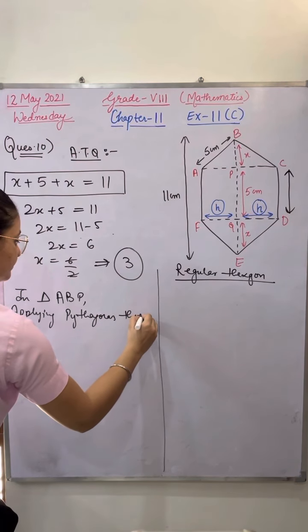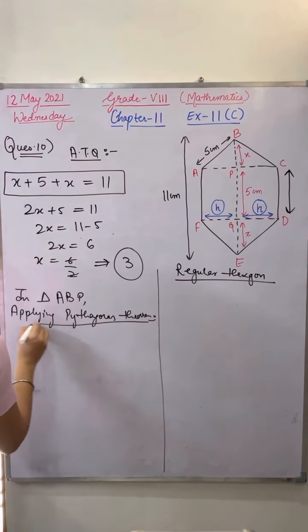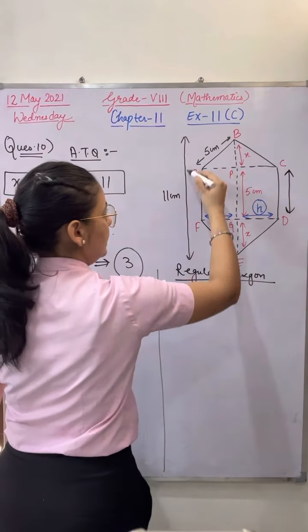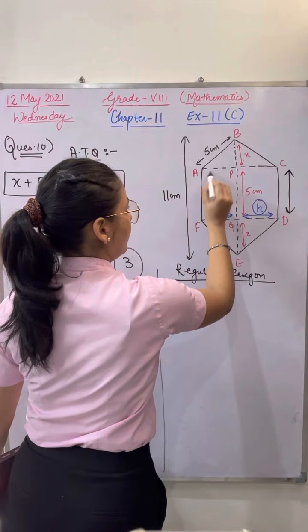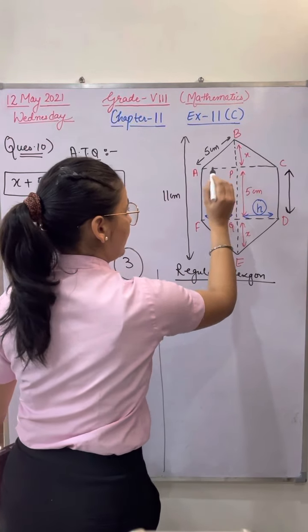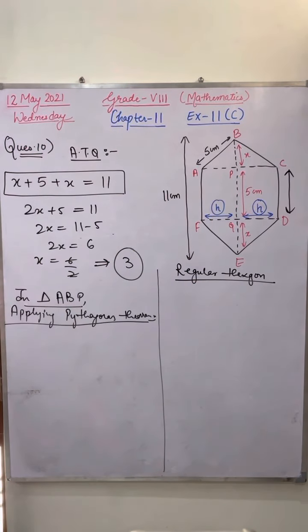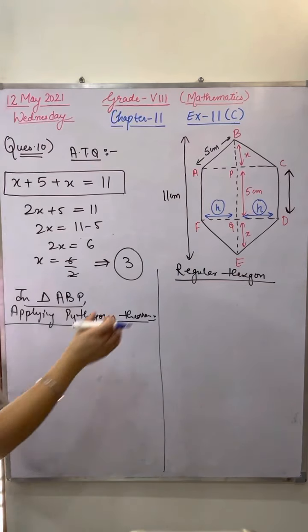Pythagoras theorem. You have to apply Pythagoras theorem in this triangle. Right? This is 5. This is x. This you will take out. This you will take out. And what is this? This you will take out. Okay? I have written x here.